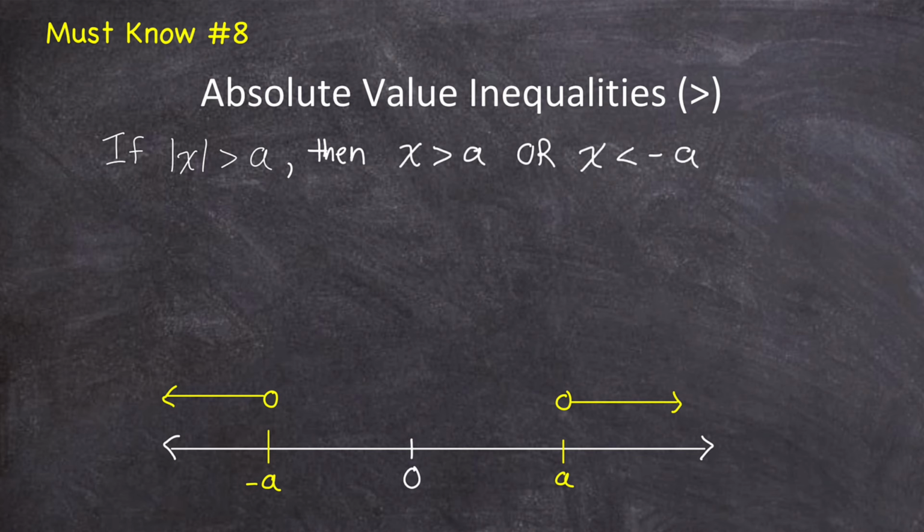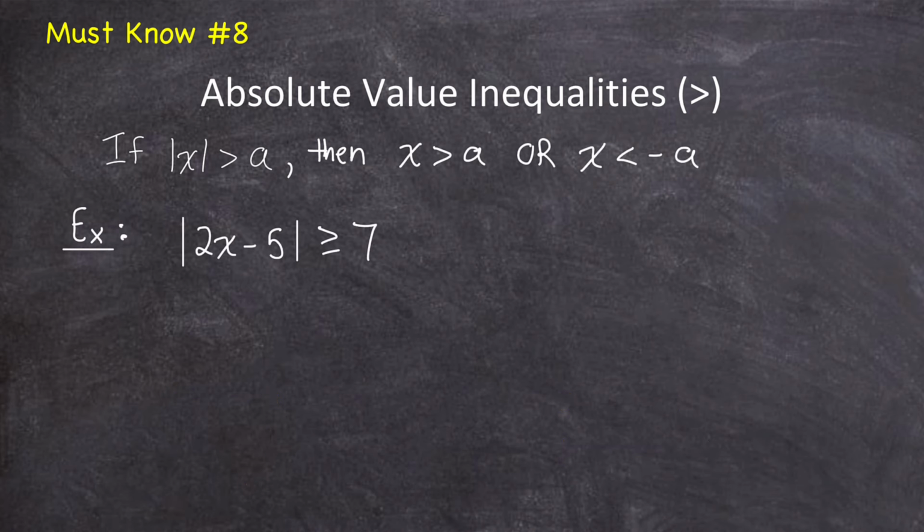So let's try an example where we use this principle. The example says, find the interval of x values that make the absolute value of 2x minus 5 greater than or equal to 7. Well, based on this rule stated above, I know that this absolute value, this distance from 0, would be greater than or equal to 7 if the 2x minus 5 was either bigger than or equal to 7 or less than or equal to negative 7.